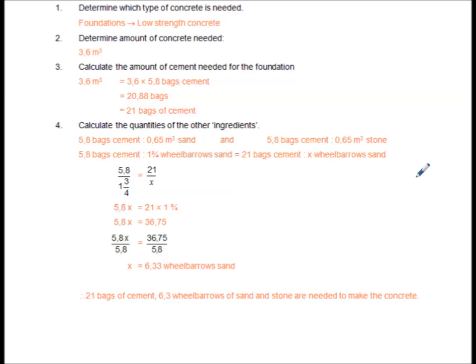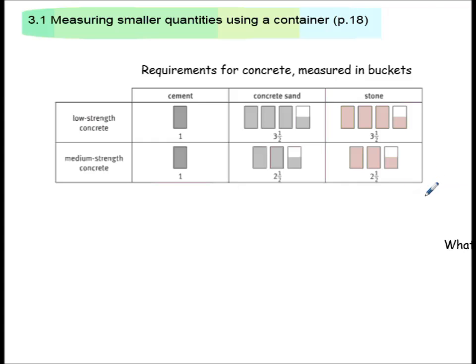Right, first thing you had to do was determine which type of concrete was needed. Was it the low strength or the high strength? Determine the amount of concrete needed. Well, that calculation was done for you and you were given 3,6 cubic meters. Calculate the amount of cement that was needed. Well, you multiplied 3,6 by 5,8 and you got 21 bags of cement. Calculate the quantities of the other ingredients or the other mixture. Are we going to see what happens in this case?